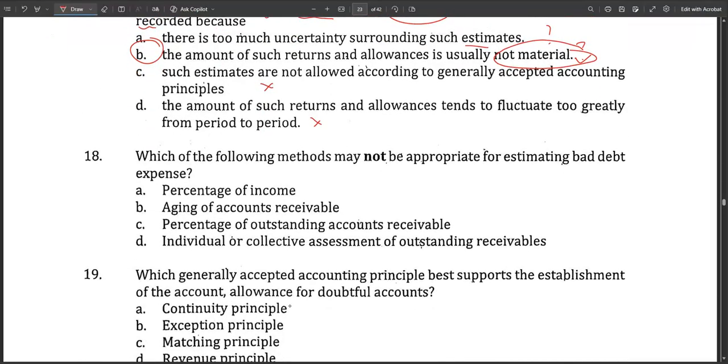Number 18. Which of the following methods may not be appropriate for estimating budgets? What do you think? So the percentage of income is the one that may not be appropriate. The suitable ones are the aging and the percentage of accounts receivable. The aging is based on the accounts receivable. The percentage of outstanding is also based on the accounts receivable. And the individual and collective assessment is based on the outstanding receivables. So all three are based on the accounts receivable, while the percentage of income is based on sales. That's why it's not appropriate to estimate the budget based on this.